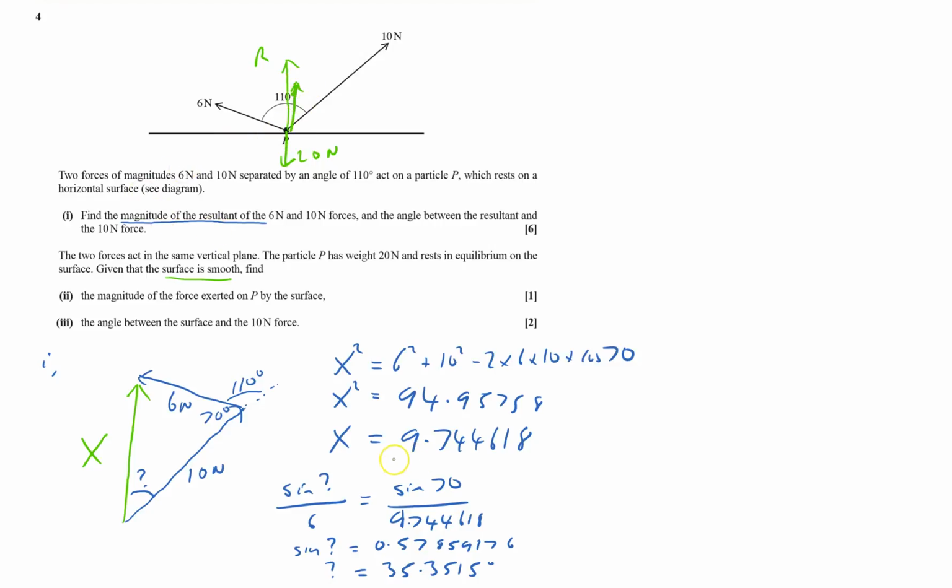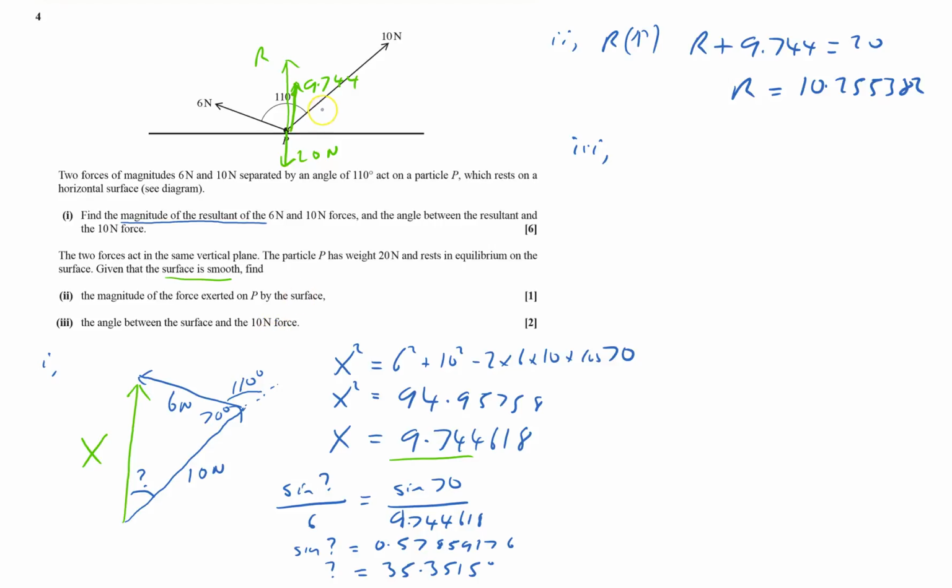And that is, we just worked out, 9.744. So that's 9.744. And now I can resolve upwards. So for part 2, I can resolve upwards. And that means that R plus 9.744 equals 20. So R equals 10.255382. And the last part, part 3, I need to find the angle between the surface and the 10 Newton force.